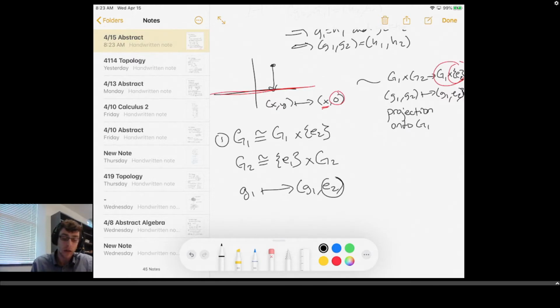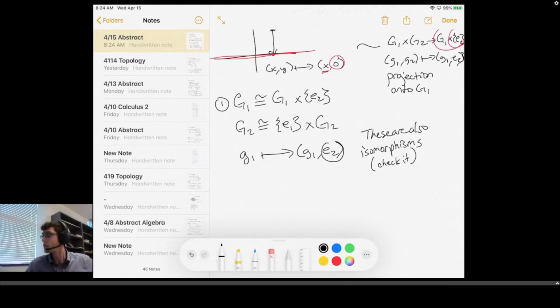Okay, so these are also isomorphisms. I don't think we really need to check these unless you really want to see it. I'm definitely willing to go through it, so just let me know. So these are also isomorphisms. Maybe check it.